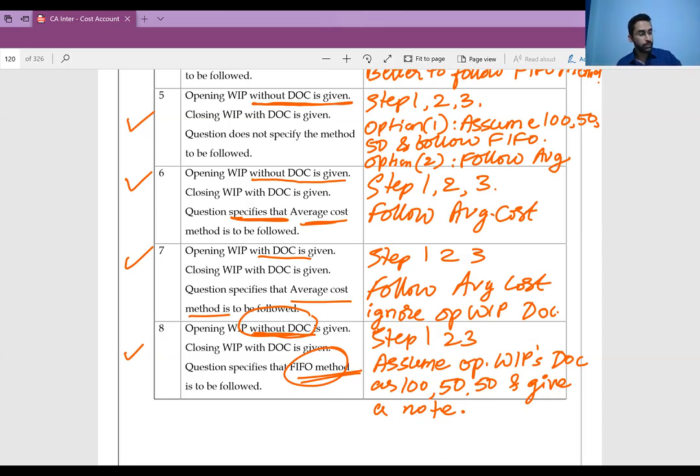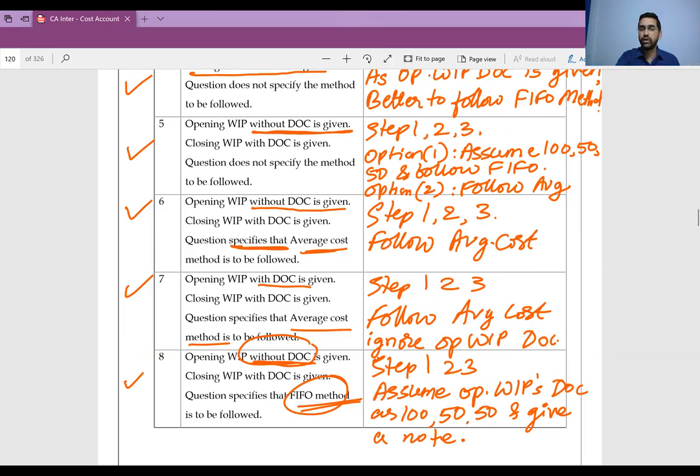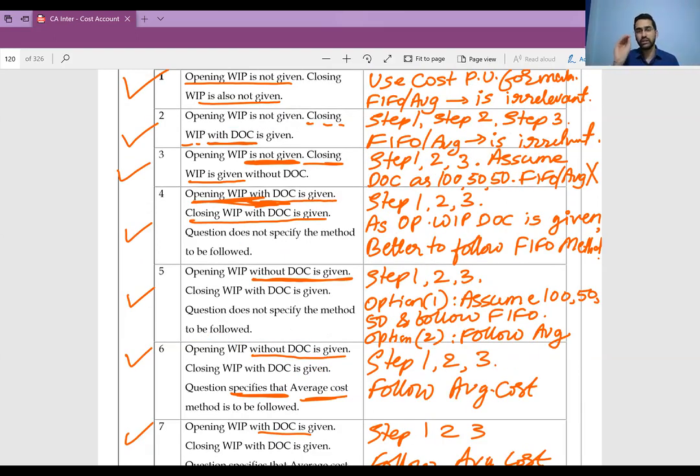Then do we have opening WIP DOC? Okay, given. That means which is suitable. Now that will fall in one of the 8 categories. You will have to think and decide. Instead of working out 8 different problems one day before exam, you should go through this.